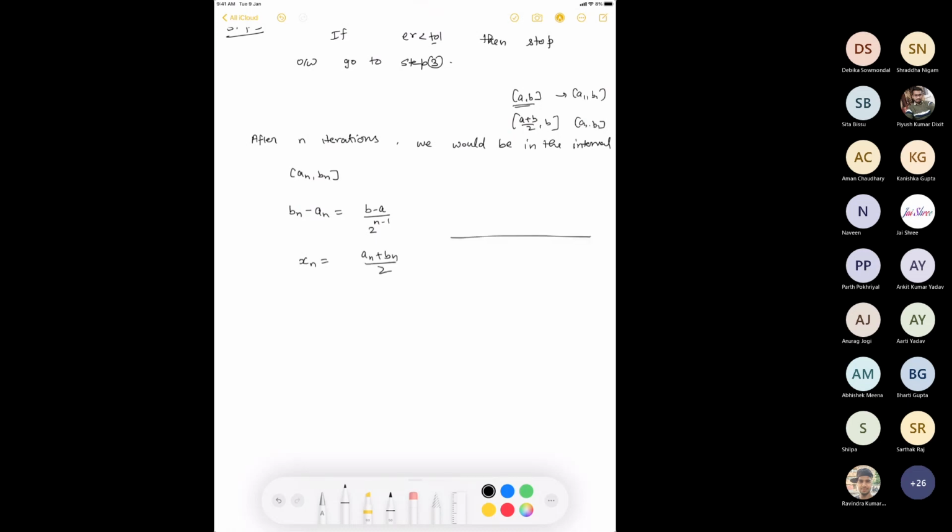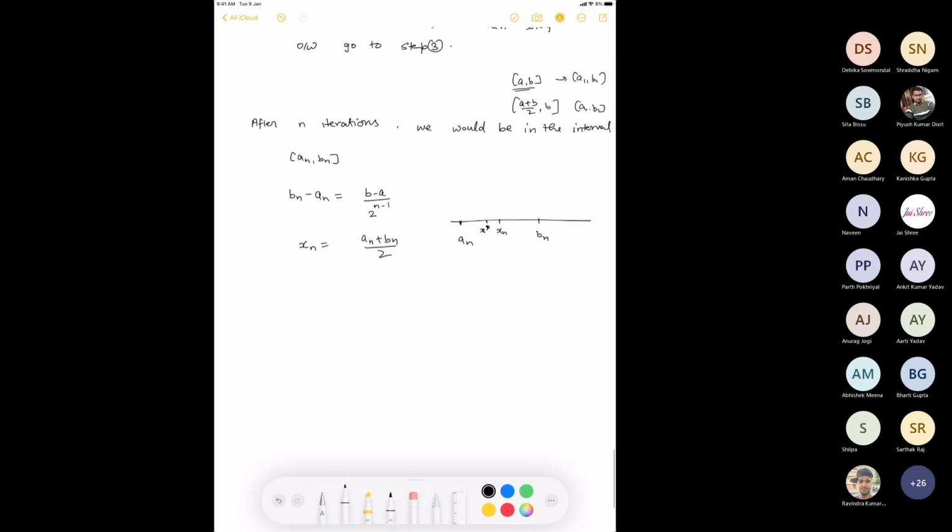So basically we'll have this picture. We have a_n, b_n, and x_n is nothing but the midpoint of a_n and b_n, and x star will lie in one of the intervals. Either it will lie this side or that side. So x star is the actual root. So it will be lying on one side of the interval, right? So we can also see what is going to be the distance between x_n and x star. That is the absolute error.